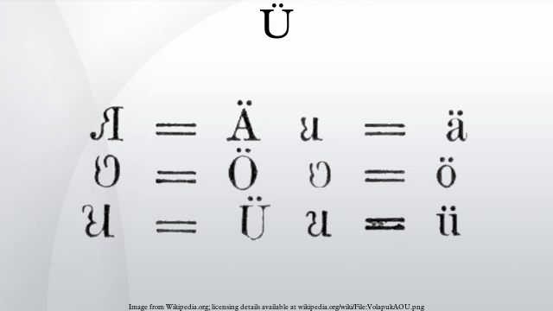Microsoft Word for Windows, type a CTRL+Shift+colon, then Shift plus U for a Ü, or a CTRL+colon, then U for a ü. Mac OS with an English keyboard layout, type an Option plus U, Shift plus U for a Ü or an Option plus U, U for a ü.